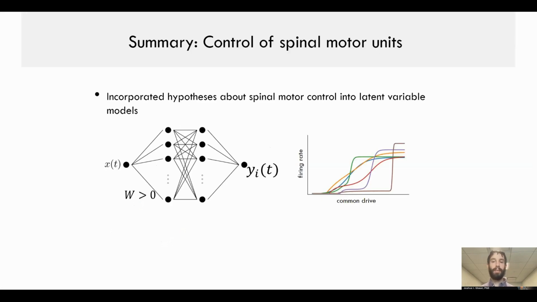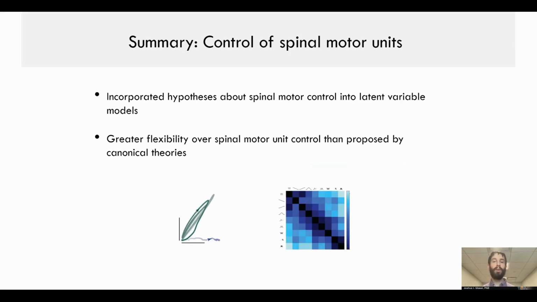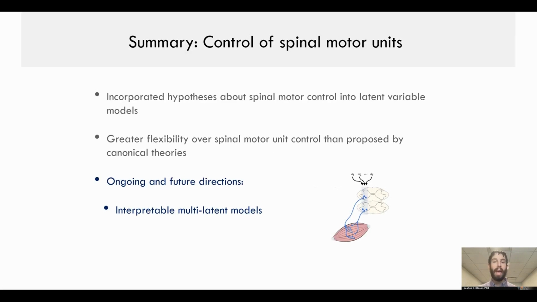So to summarize, in this talk, we incorporated hypotheses about spinal motor control into latent variable models to test these hypotheses, which I think in general is an exciting direction of fitting machine learning models to data to test scientific hypotheses. And we found specifically that there's greater flexibility over spinal motor unit control than proposed by canonical textbook theories.